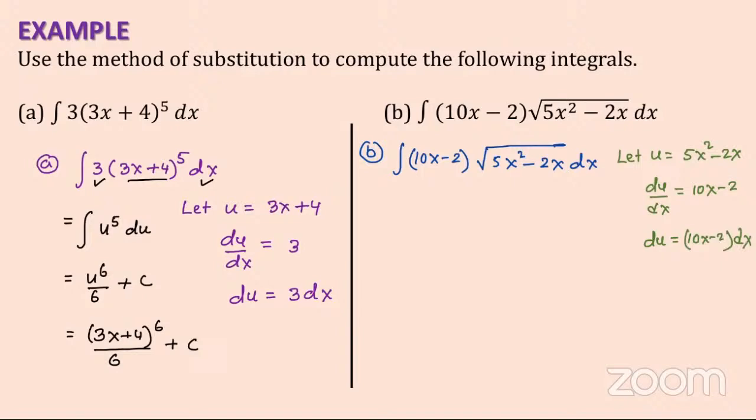So du is equal to 10x minus 2 dx. Now we can make that substitution there. So this will be equal to the integration of, first we are going to substitute this one here. That is the square root of, inside that we have 5x squared minus 2x, that's a u. And then 10x minus 2 times dx, that product is equal to du from our substitution.